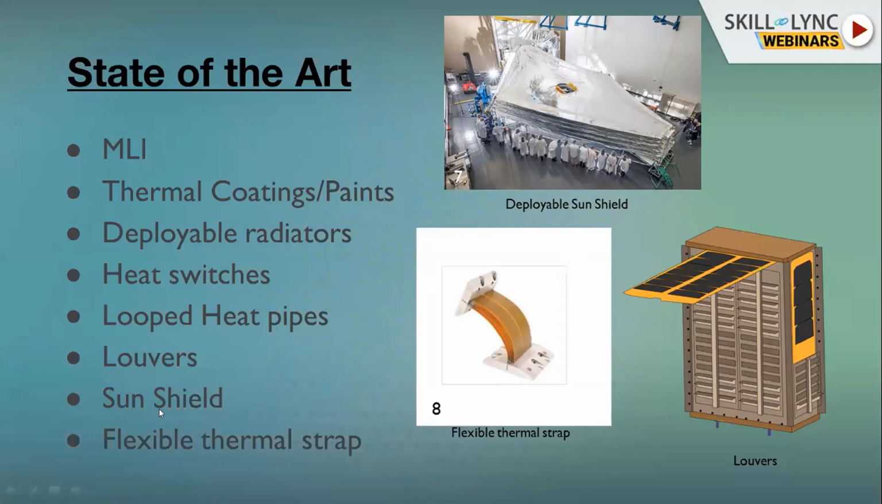The sun shield and the flexible thermal straps are also at TRL level 7, and they are in the stage of prototyping. Some flexible straps have been flown, but the technology is still not matured.